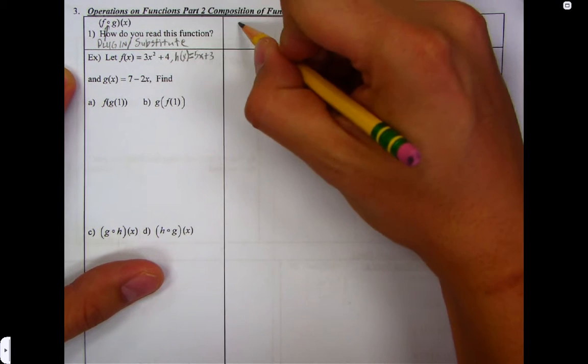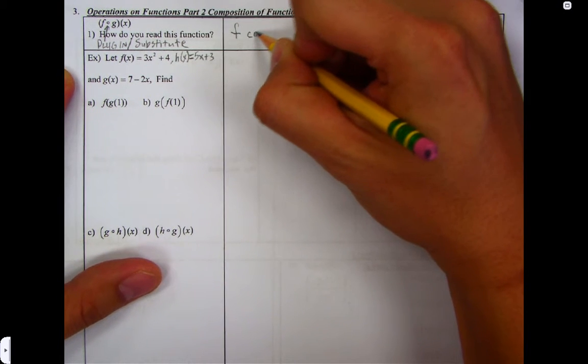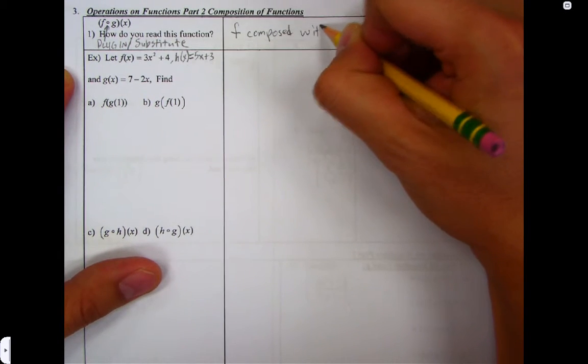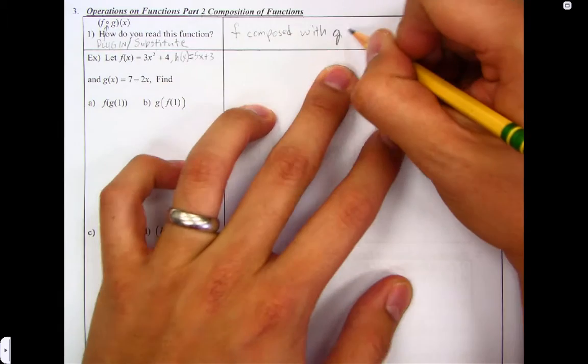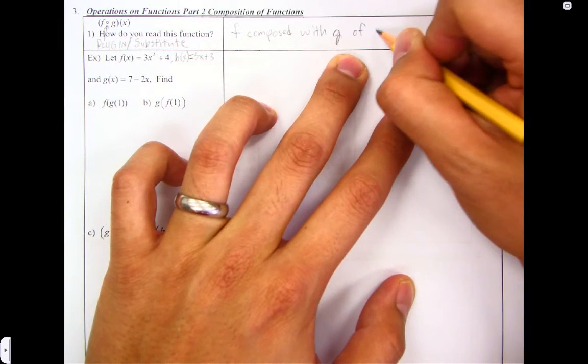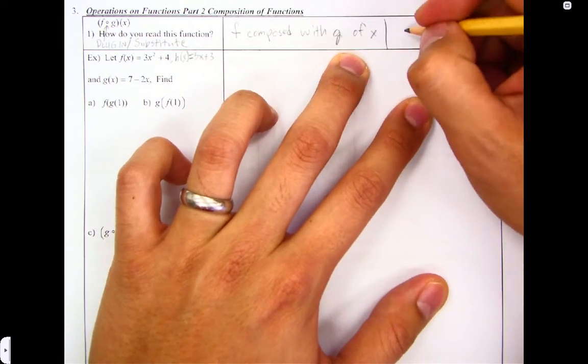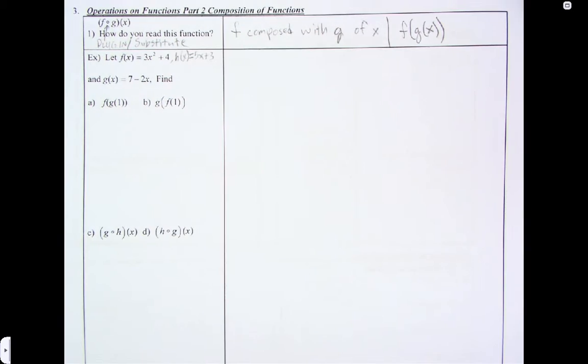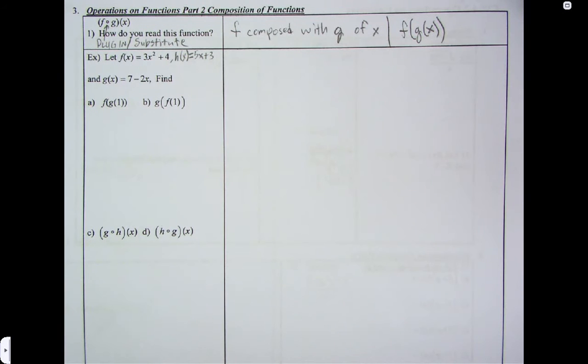This is read f composed with g of x. And all this means is f of g of x. Whenever I say of, that just means parentheses. So example, let f of x equals 3x squared plus 4, h of x equals 5x plus 3, and g of x equals 7 minus 2x.